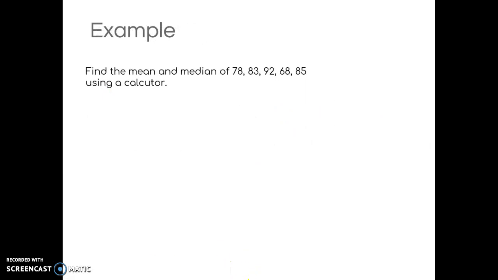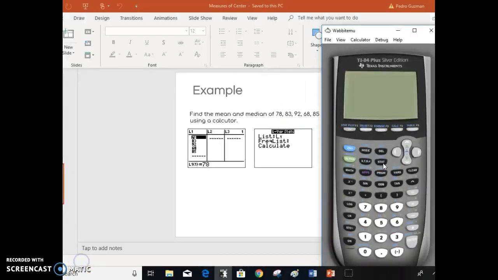So let's go back to our initial example. Okay, we're going to go to Stat, and we're going to go to Edit. And if you have any data in here, we clear it by arrowing up and highlighting the column we want to clear, and hit Clear, and then down. I'll go ahead and do it on this one too. So now we're going to put our data into L1. So 78, Enter, 83, Enter, 92, Enter, 68, Enter, 85.